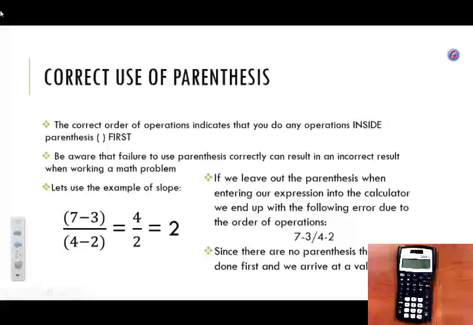7 minus 3 is 4. 4 minus 2 is 2. 4 divided by 2 is 2.